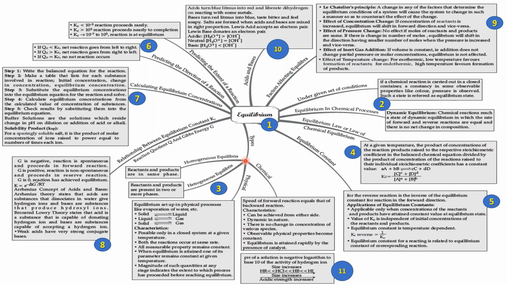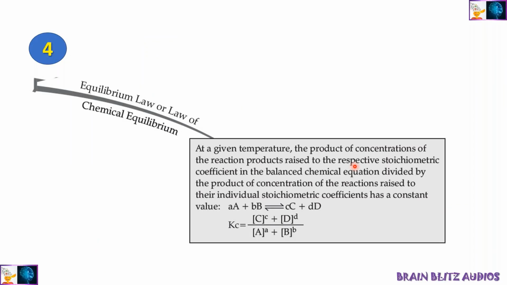Now, we will move on to the equilibrium law or the law of chemical equilibrium. This is the fourth part. Let's expand it. The law is stated as such. At a given temperature, the product of concentrations of the reaction products raised to the respective stoichiometric coefficients in the balanced chemical equation divided by the product of concentrations of the reactants raised to their individual stoichiometric coefficients has a constant value. Now this is a mouthful.